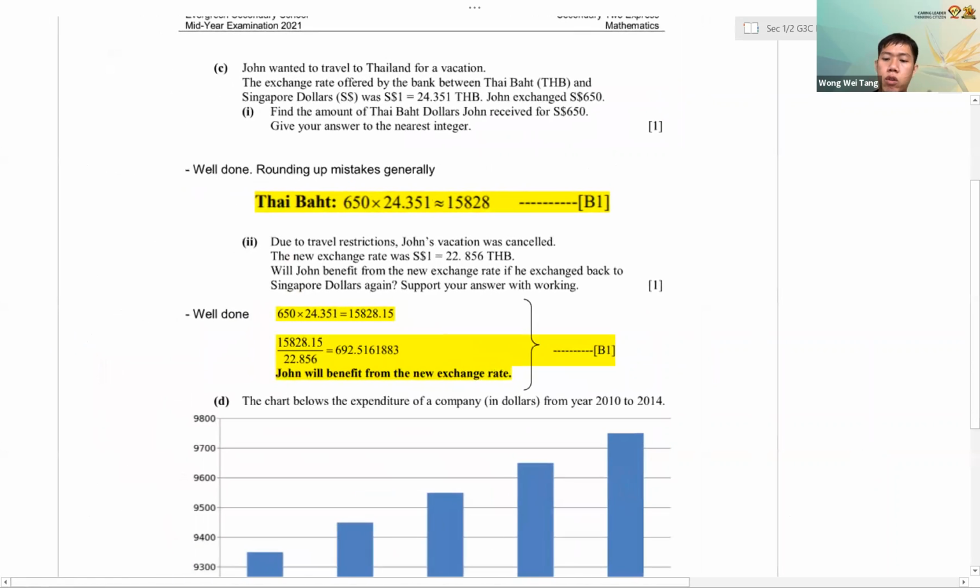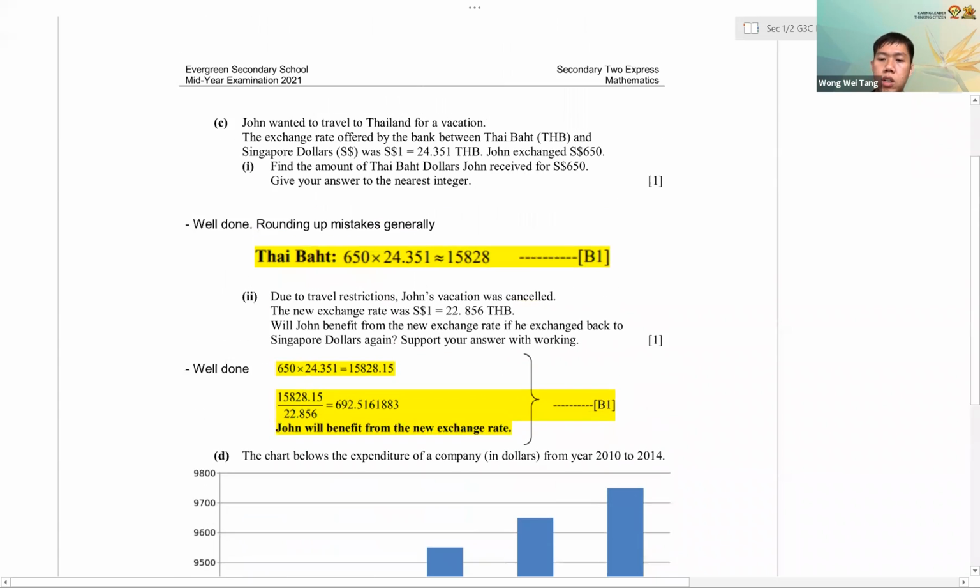So conversion of money was generally well done. Rounding mistakes generally. Okay, next, because they said give it to the nearest integer. Okay, so this is a case of us not requiring to change it to 2DP.